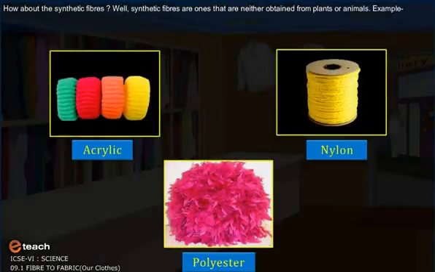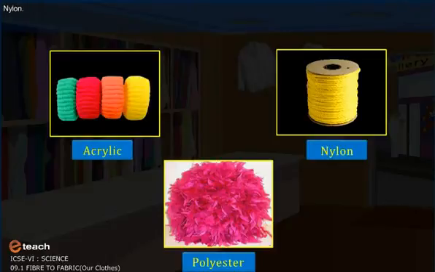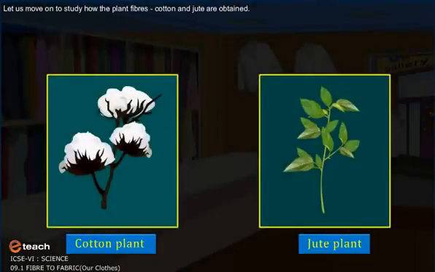How about the synthetic fibers? Well, synthetic fibers are ones that are neither obtained from plants nor animals. Examples: polyester, acrylic, and nylon. Let us move on to study how the plant fibers, that is, cotton and jute, are obtained.